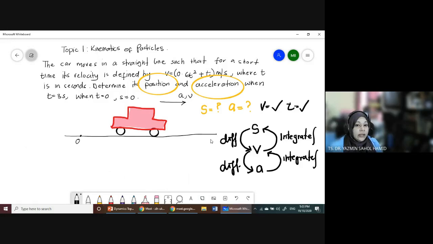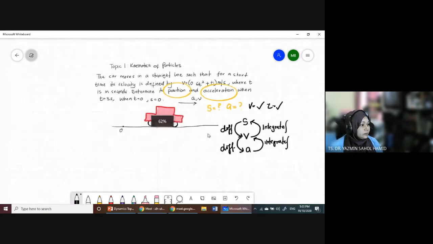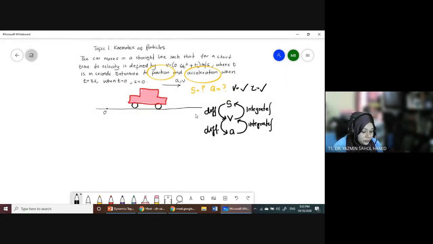Now, I see you can do this question. Why don't you try? So, the basic kinematic equation of velocity equals what? V equals ds over dt. Okay. All right. So what we need to do is ds equals v dt. So we need to integrate both sides.